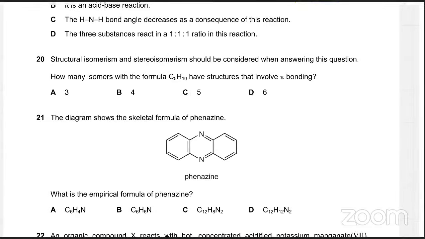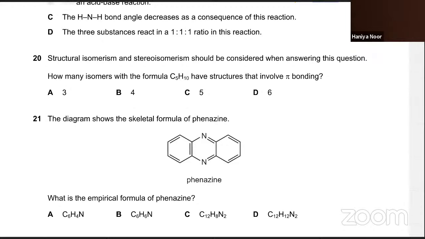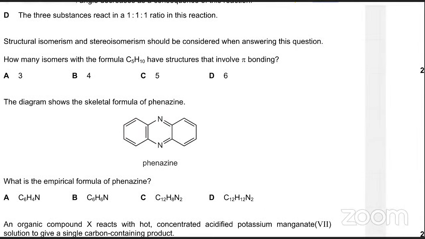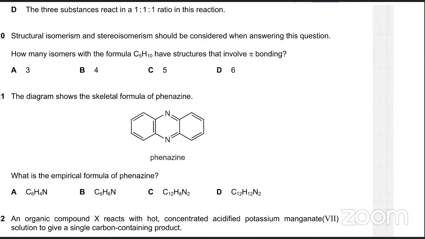Starting with this one, question number 20. वो कह रहा है कि draw the structural isomerism and stereoisomerism should be considered when answering this question. How many isomers with the formula C5H10 have structures that involve pi bonding? ठीक है, so इसके ऊपर थोड़ा टाइम जाया कर लें कि you have to draw first thing. Remember always to focus on structural isomers and then find which one out of them are making stereoisomers. And pi bonding, that means double bonds.